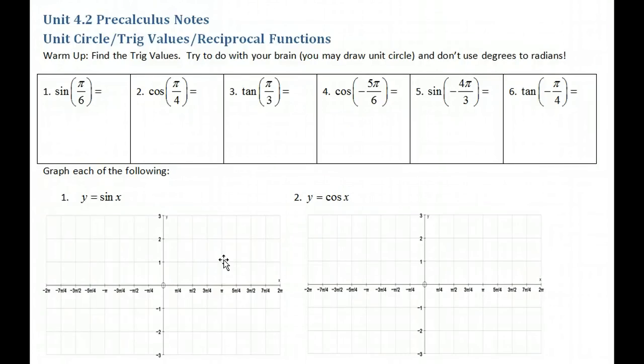Hi, this is Unit 4.2 Pre-Calculus Notes. We're going to be doing stuff with the unit circle, trig values, and reciprocal functions. We're going to be graphing those as well. So what I want you to do is start off with a little warm-up, finding these trig values from the unit circle. But I don't want you to look at the unit circle. See if you can draw this.